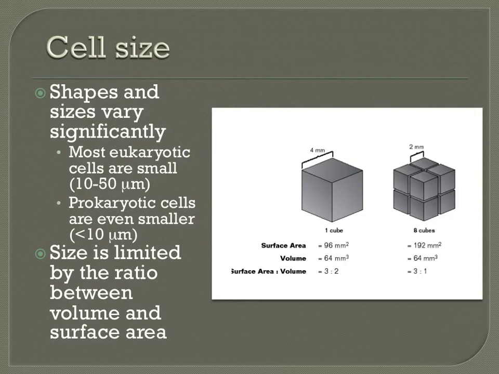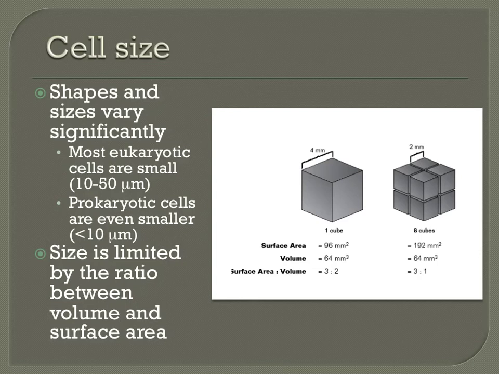The reason that all of these different types of cells are so small is because they need to be able to get nutrients into their cells and get waste out of their cells at a fast enough rate so that they can survive. There are two important characteristics that can determine how fast something can move into or out of a cell, and those are the surface area and the volume of that cell.